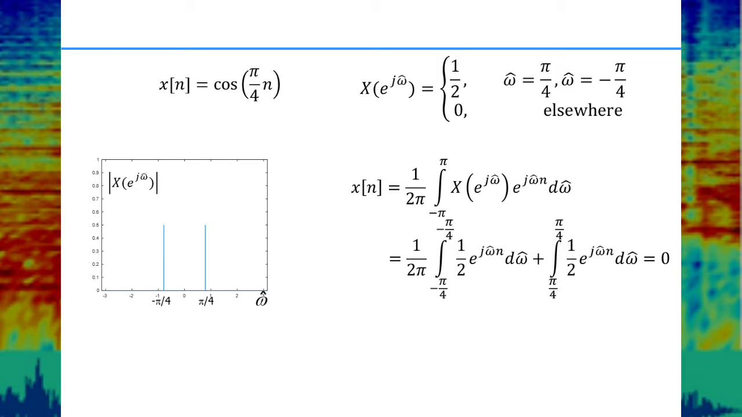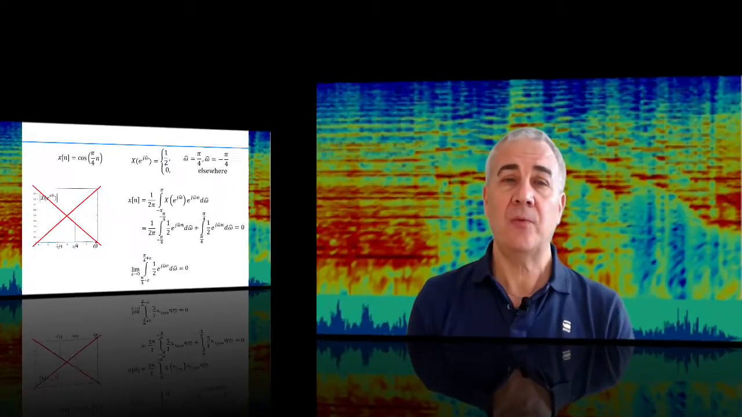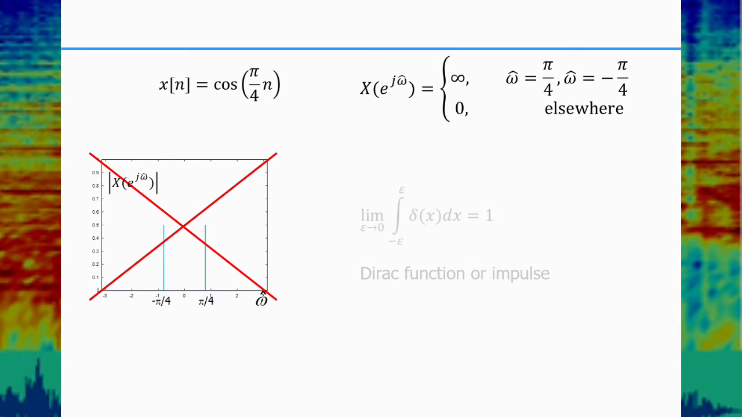You might think, let us slightly change the lower and upper bound by an epsilon value. But that will introduce frequency components that are not part of the signal at all. And if we let epsilon go to 0, the result of the integral will become 0 again. The correct way to calculate the DTFT is to use the definition and work through the different steps. I will not elaborate here, but the result is that we obtain a DTFT of infinite value at the frequencies pi over 4 and minus pi over 4. The infinite value is, however, such that taking the limit of this integral, we get exactly the value 1.